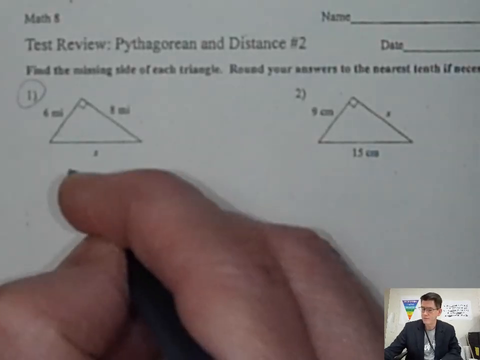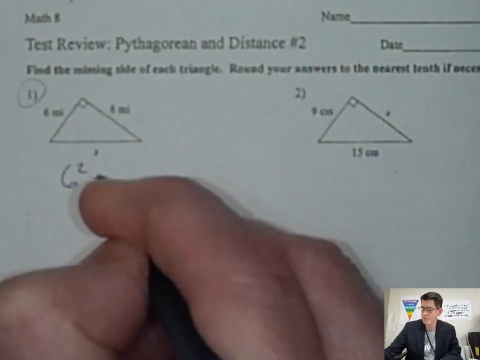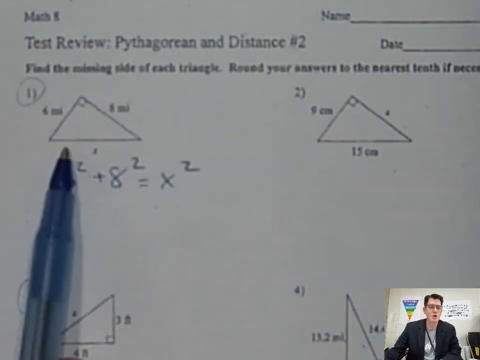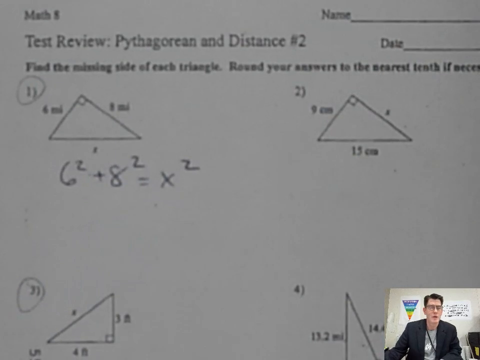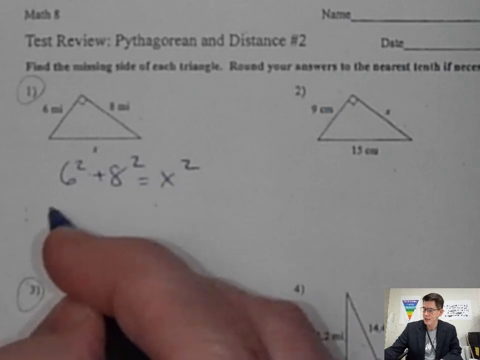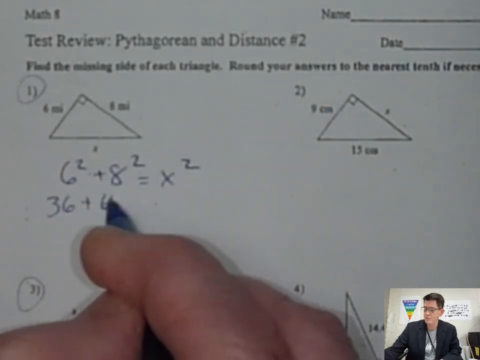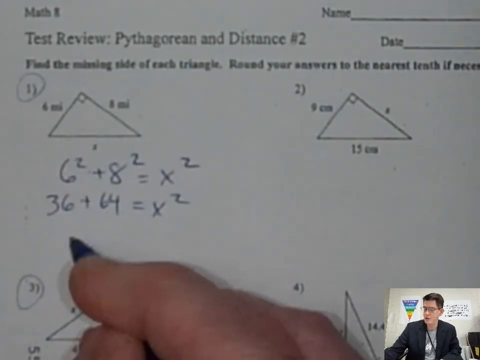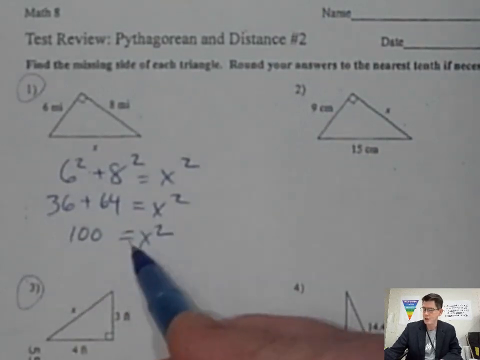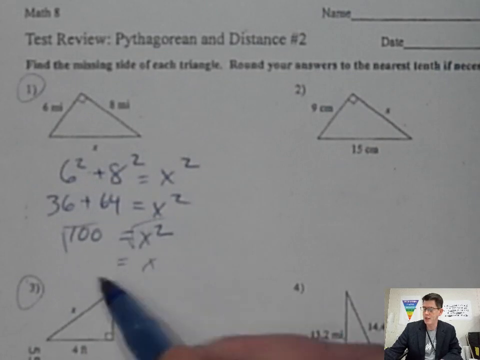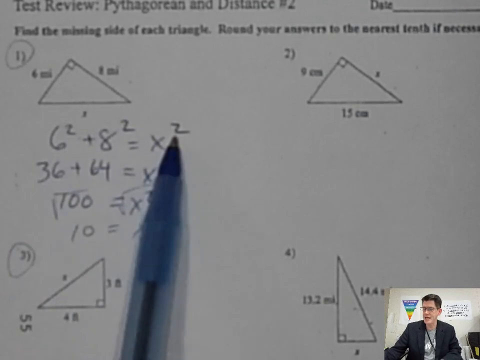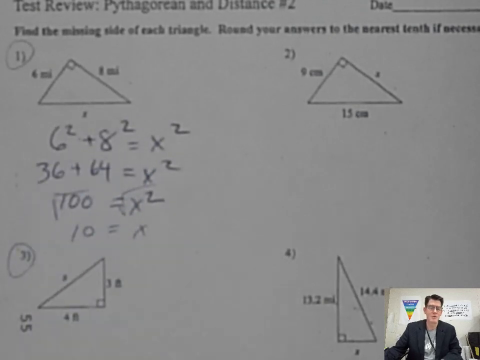So here we go. Two legs, a squared plus b squared equals the hypotenuse squared, and then you work it through. If you can see this 3, 4, 5 triangle, you already know what x is. If not, you can work it through. 36 plus 64 is x squared, and your calculator will let you know that x squared is 100. So when you take the square root of both sides, x becomes 10. 6, 8, 10 is just 2 times a 3, 4, 5 triangle.